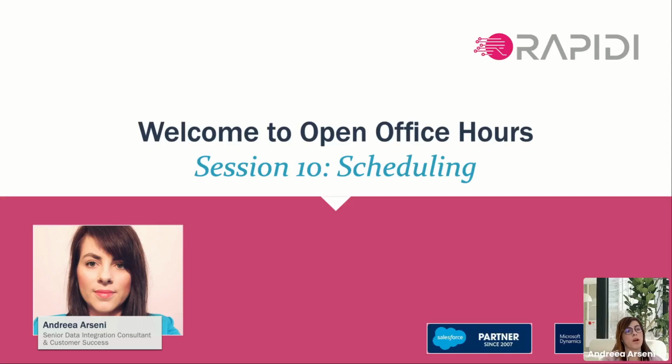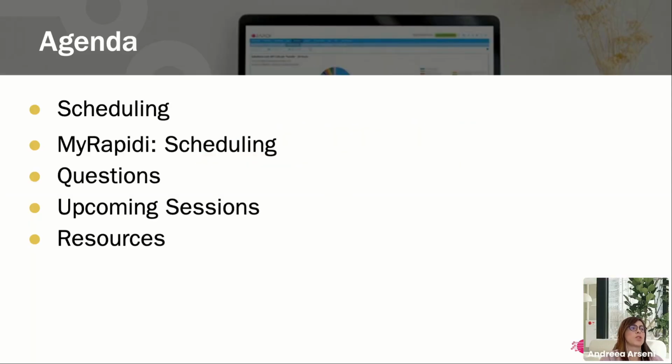So this one is about scheduling within Rapidi. We want to cover a few things here. First, we just want to go through scheduling, have an introduction and explain what this is and how it looks. Then we'll go into my Rapidi. We'll go through schedules, create a new schedule, and show you how you can edit the schedules and what you can do there. Then we have the questions part.